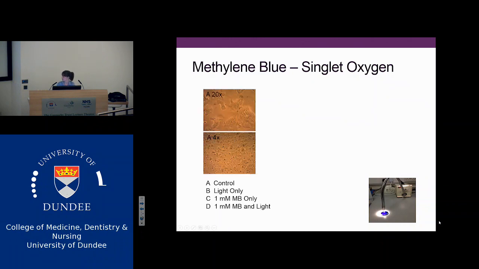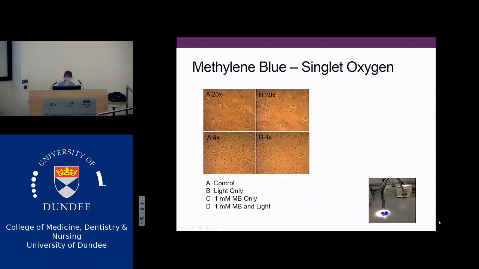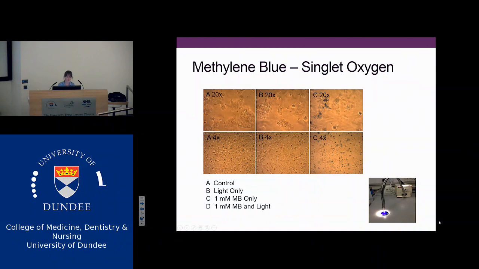The first cells are not exposed to any methylene blue or light generated by the lamp. We'll examine them under the microscope for signs of damage, and they appear to be healthy. The next section of cells are treated with ambient light. They also appear healthy. The next slides are treated with 1 millimolar methylene blue.